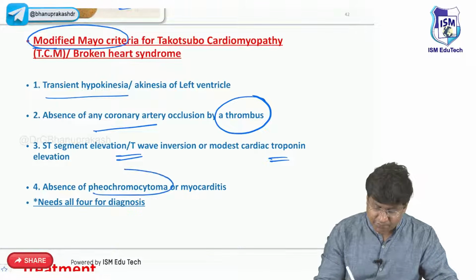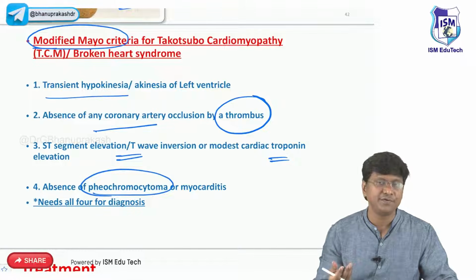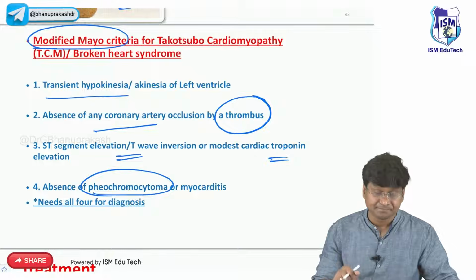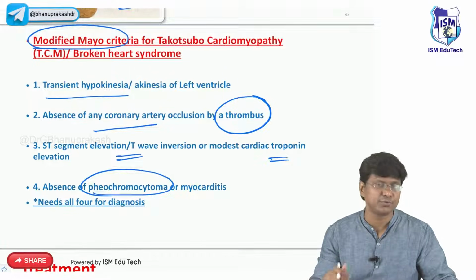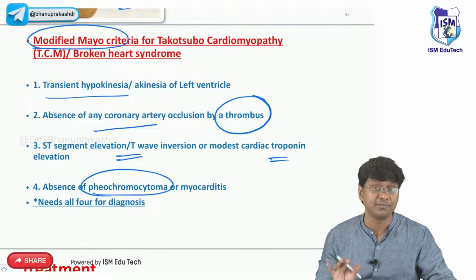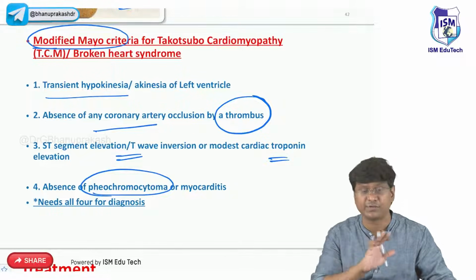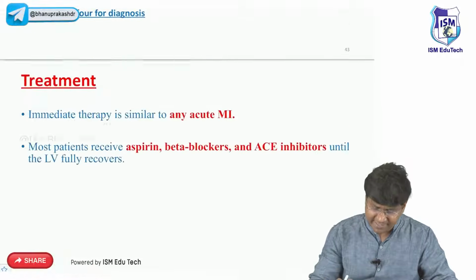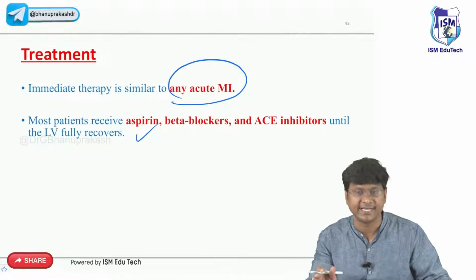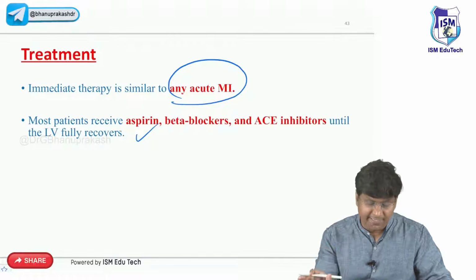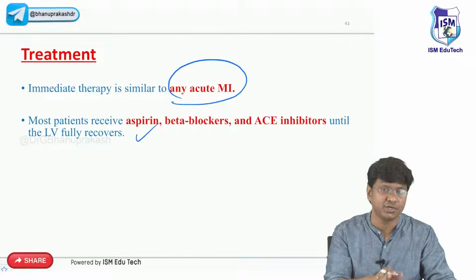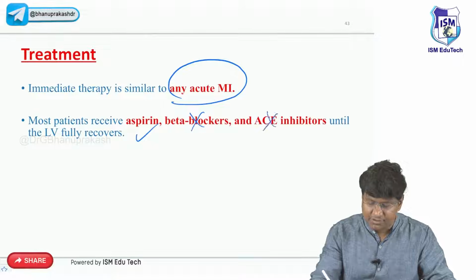Then absence of pheochromocytoma. Why? Because in pheochromocytoma also there is massive release of catecholamines similar to that of stress. So there should be absence of pheochromocytoma to call it Takotsubo cardiomyopathy, right? So that is about Takotsubo cardiomyopathy, the modified Mayo criteria which require all 4. Now treatment is similar to that of any acute MI, that is we give aspirin, beta blockers as well as ACE inhibitors. But if the patient with Takotsubo cardiomyopathy lands up in cardiogenic shock, then we don't give these beta blockers or ACE inhibitors.